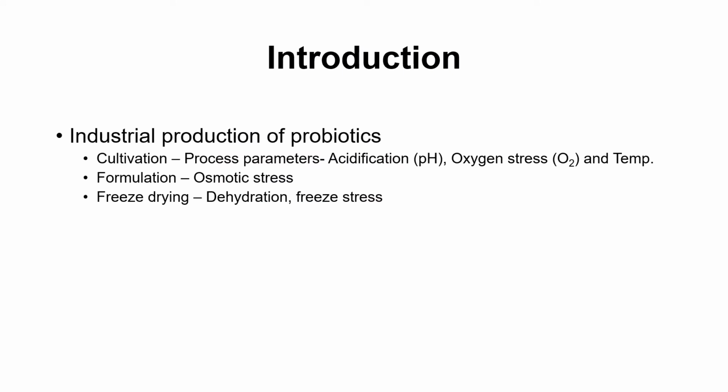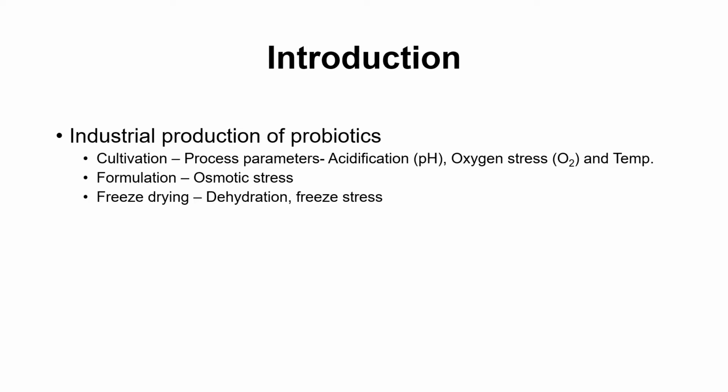When we look at how probiotics are produced industrially, first is the cultivation step where the biomass is generated. Then it is formulated using a lyoprotectant in order to keep the cells protected from the harsh conditions that it will go through in the next step, that is freeze drying. While these processes are going on, the cell needs to overcome a lot of stress factors.